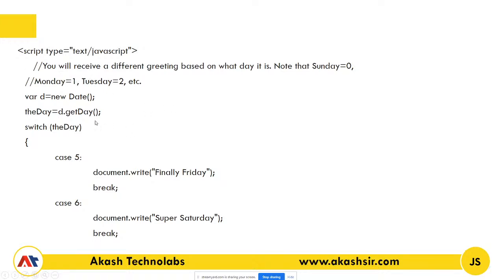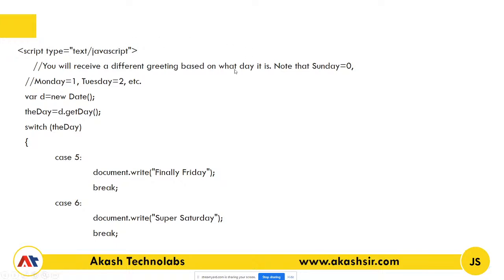Okay, so here you can see this is a basic example. Again we have to take one new object for the date, right? Inside the date object we can get the number of the day. So getDay will give you the number of the day. For an example, today is Wednesday, right? So it will print 3 in your variable.